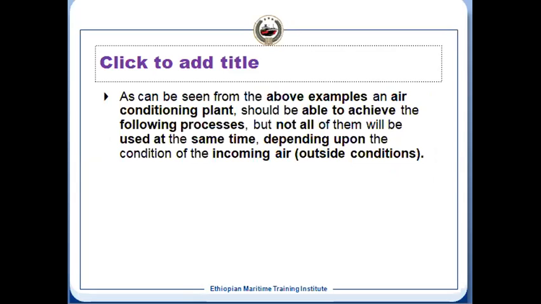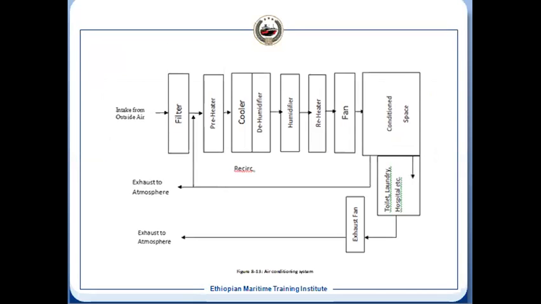Now, these are the four conditions we'll be having. Accordingly, we make the conditioned air to supply to the accommodation and the working places. That's the reason we don't actually use all the processes always. It depends on the outside condition, and during the process it can also affect the humidity and the temperature. So accordingly we use this.